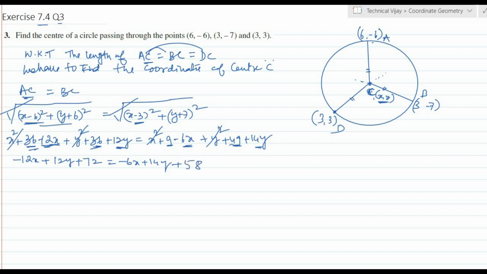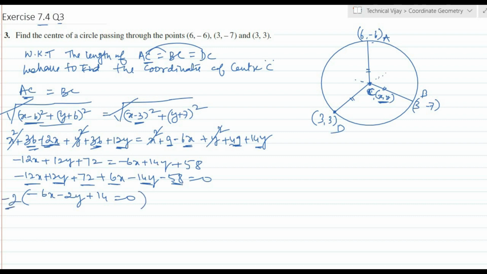Here minus 12x plus 12y plus 72, I will bring these terms to the LHS: minus of minus 6x, minus 14y, minus 58 equal to 0. So minus 12x plus 6x is minus 6x, plus 12 minus 14 is minus 2y, plus 72 minus 58 is plus 14, equal to 0. Divide the whole equation by minus 2. So 3x plus y minus 7 is equal to 0. This is equation number 1.